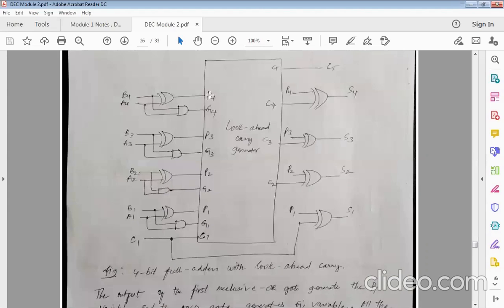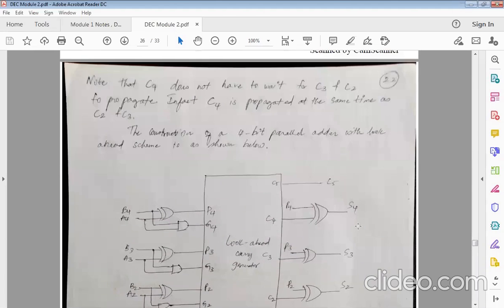So P4 and G4. Using my inputs, my P4, G4 gets generated. Using my P4 and my C4, I can generate my sum. P3 C3 gives sum 3, P2 C2 gives sum 2, and P1 C1 gives my sum 1. So this is how we have the carry look ahead adder.